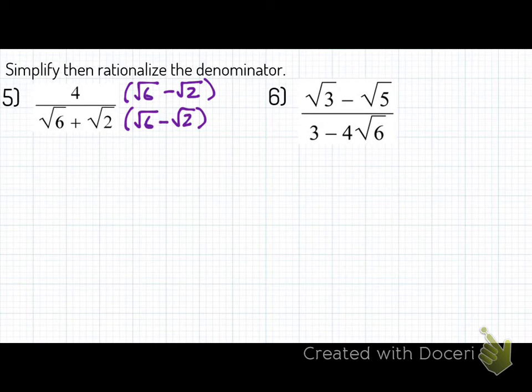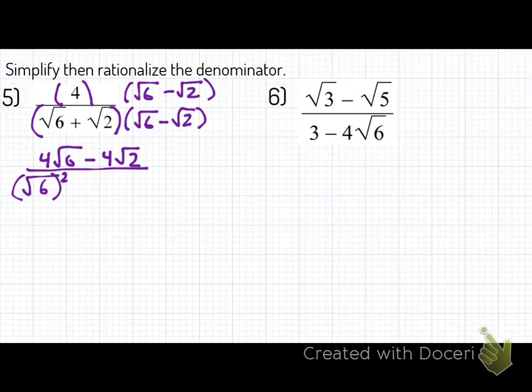All right, the next thing we're going to do is start multiplying this out. Remember, the whole numerator, whole denominator has its own set of parentheses. So we're going to multiply this out. We got 4 times rad 6 minus 4 times rad 2. Denominator is going to be rad 6 times rad 6. Remember, we're just squaring it, so it's going to be rad 6 squared, or we could look at it as rad 36, right?